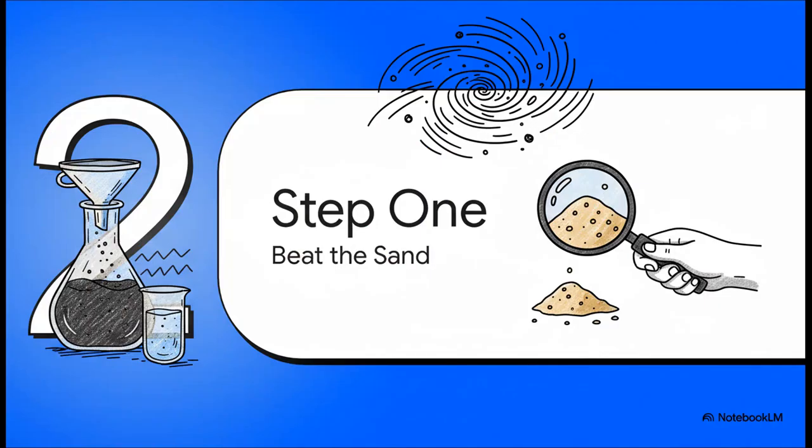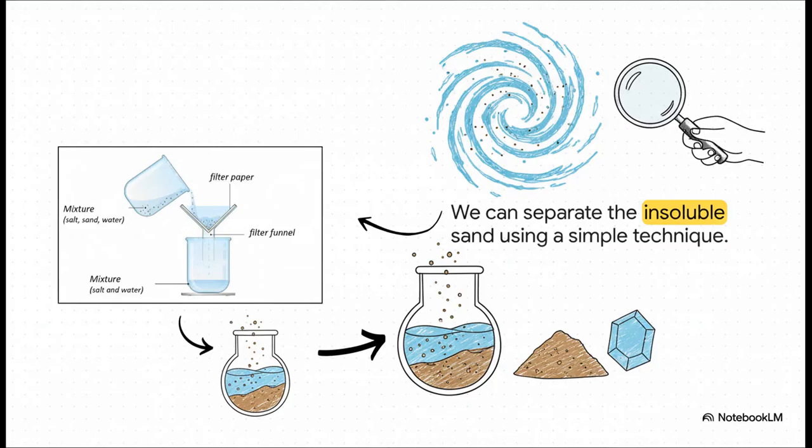Simple as that. All right, enough with the theory. Let's get to the practical stuff. First step is to tackle the most obvious problem, all of that gritty sand. Now here's some good news. Unlike the salt, the sand doesn't actually dissolve in the water. It's what scientists would call an insoluble solid. And because it hasn't dissolved, we can get it out with a pretty straightforward technique: filtration.